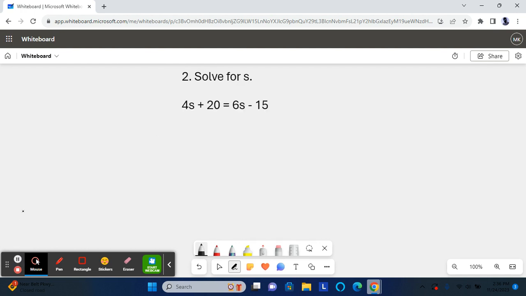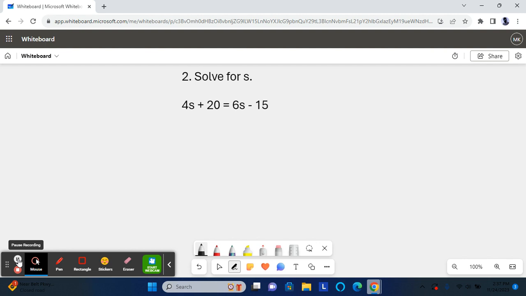The second problem is a little bit more complicated. Solve for s. We have to do the same thing we did in the other problem. We have to use inverse operations to move the variable on one side of the equation, and then we isolate it. So let's move the variable to the right side.